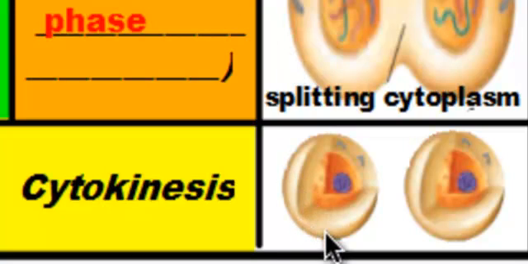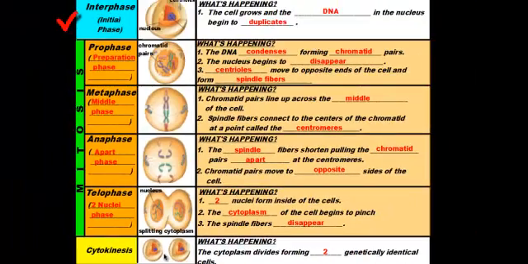And in cytokinesis, the cytoplasm completely pinches, separating the two cells, and then the cytoplasm divides, forming two genetically identical cells. So those are the stages of the cell cycle: interphase, mitosis, and then cytokinesis.